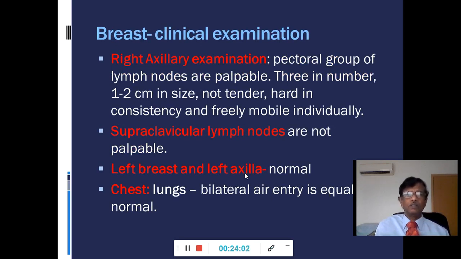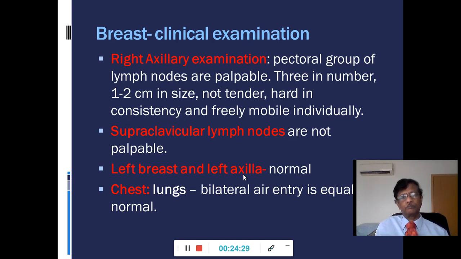The next examination. Please continue with the examination. Right axillary examination: pectoral group of lymph nodes are palpable, 3 in number, 1 to 2 centimeters in size, not tender, hard in consistency, and freely mobile individually. Supraclavicular lymph nodes are not palpable. Left breast and left axilla normal.